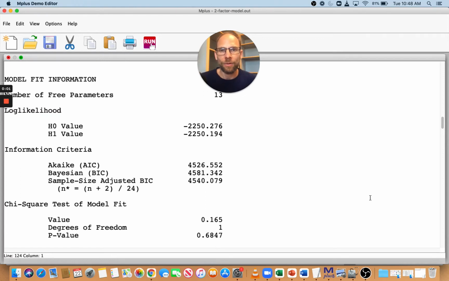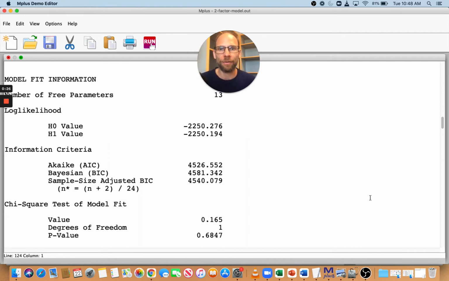People are sometimes confused about the chi-square test of model fit in Mplus, and that's because Mplus for structural equation models and confirmatory factor models and path models gives two different chi-square tests of model fit, and so sometimes people don't know which one to pick and what they both mean. So I want to walk you through that in this brief video here.